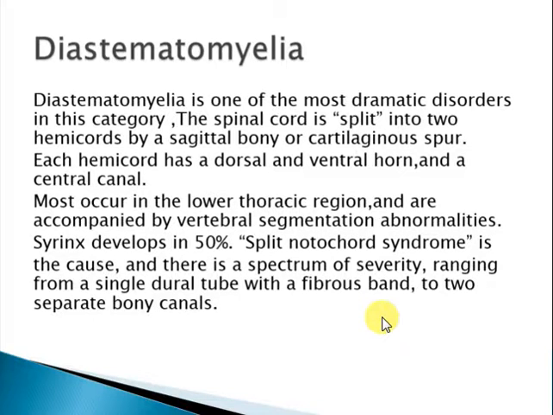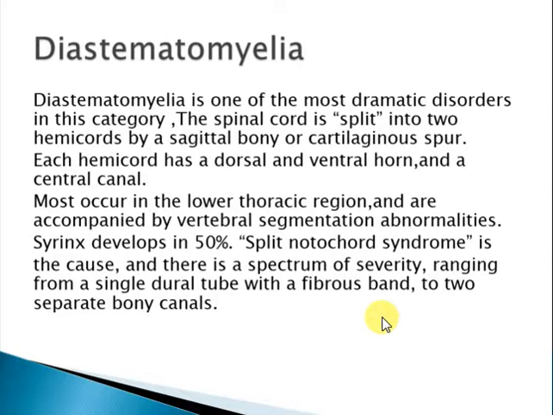Diastematomyelia is a congenital disorder in which the spinal cord is split into two cords, usually by a sagittal, bony or cartilaginous spur. Each hemicord has its own dorsal and ventral horn, and it has its own central canal. Most of them occur in the lower thoracic region and are accompanied by vertebral segmentation anomalies, and these develop in up to 50% of the cases, and this is called split notochord syndrome. There is a spectrum of severity ranging from a single dural tube with a fibrous band to two separate bony canals.